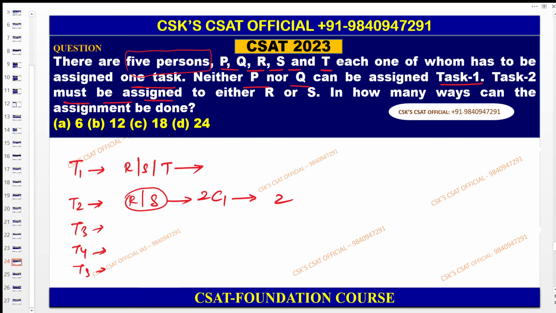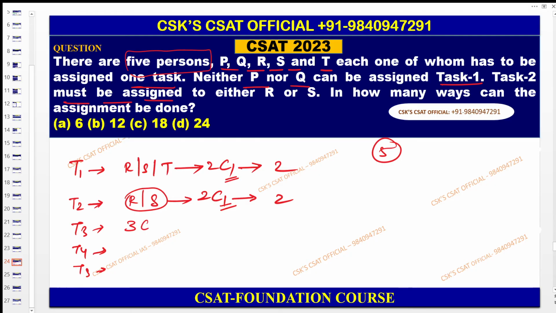If R or S is present in task 2, then only one among them is present for task 1. So therefore 2 only here. Two people are present to complete the one task. So therefore 2 here. So total 5 tasks. 1 task assigned, 2 tasks completed. How many remaining? 3. So 3 tasks.